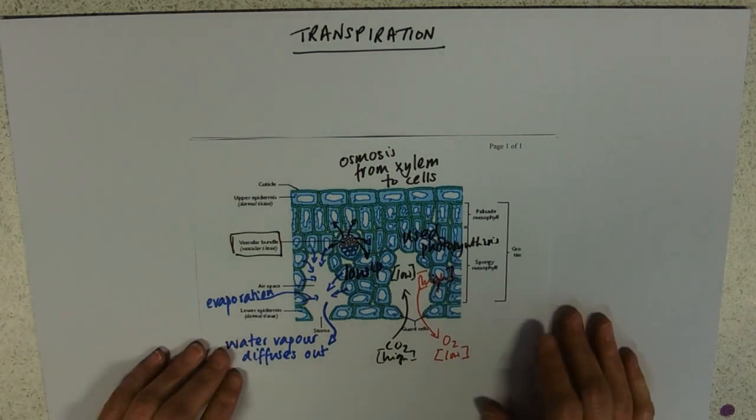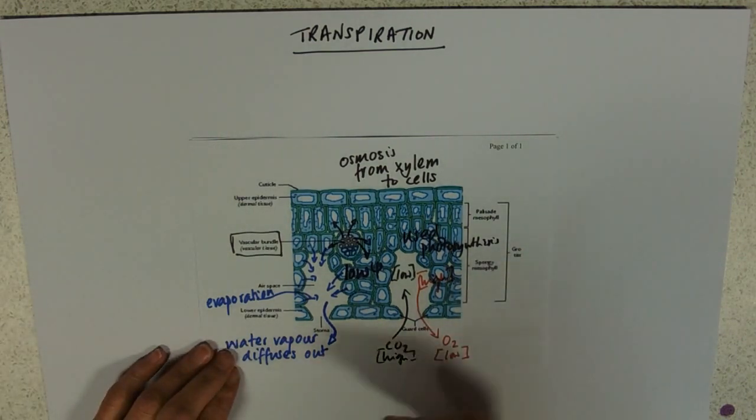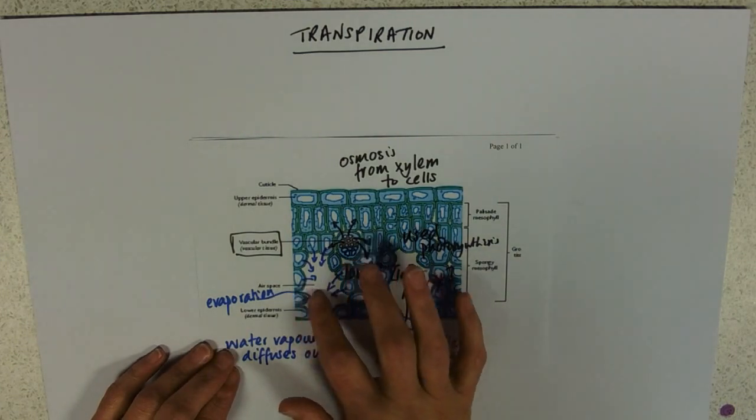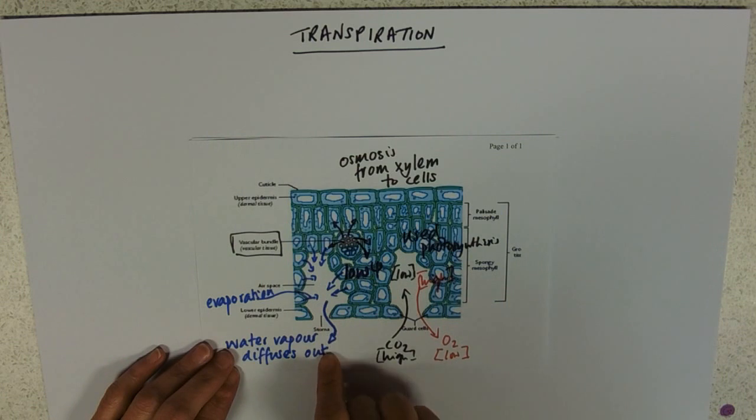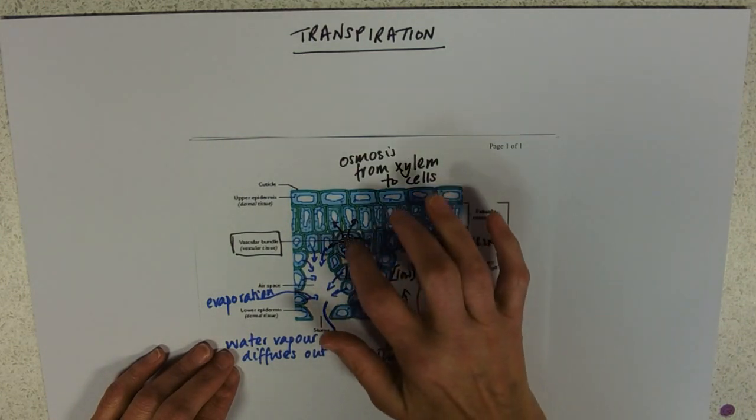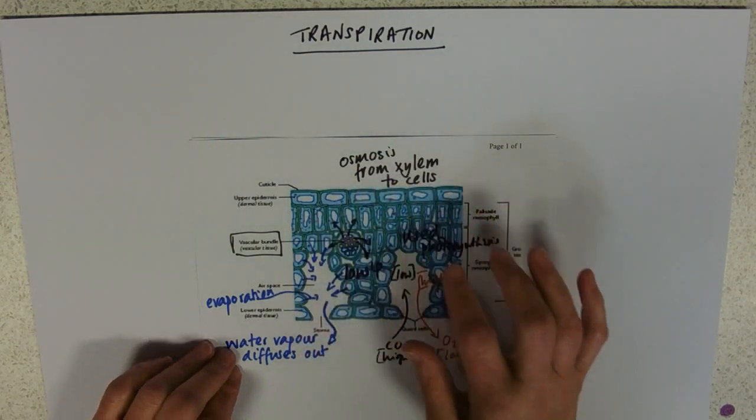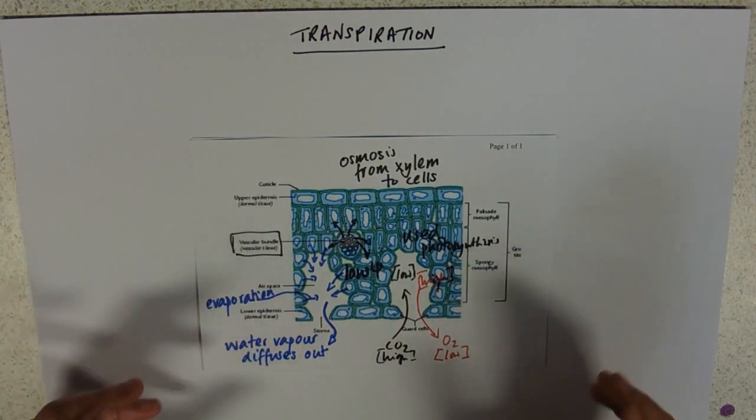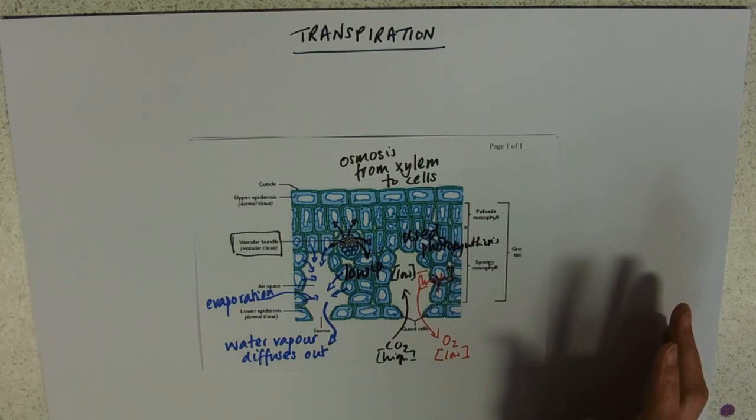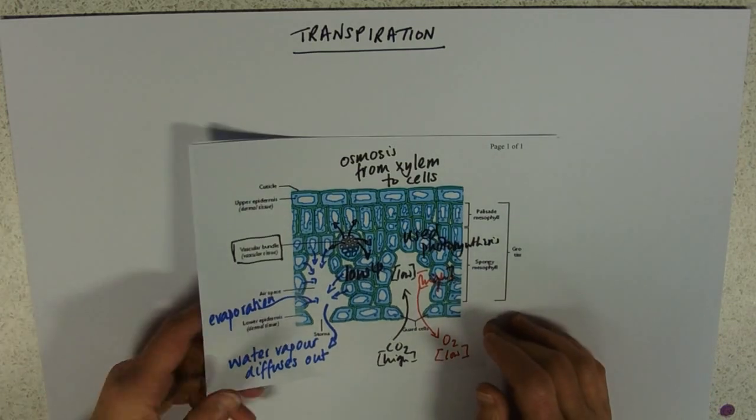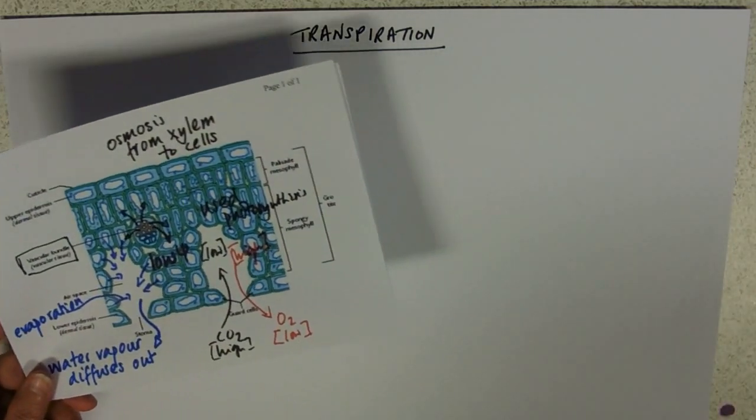But your key things on this diagram is this constant loss of water by evaporation into the air spaces, diffusion out of the open stomata, and then the water therefore being withdrawn from the xylem and into the cells. So let's just move on to then what's happening in the xylem.